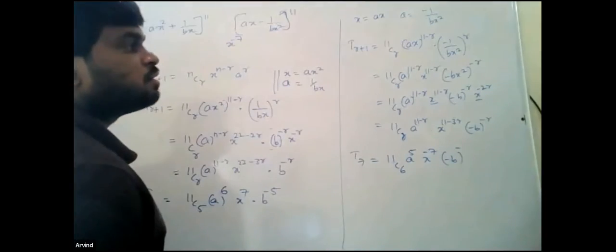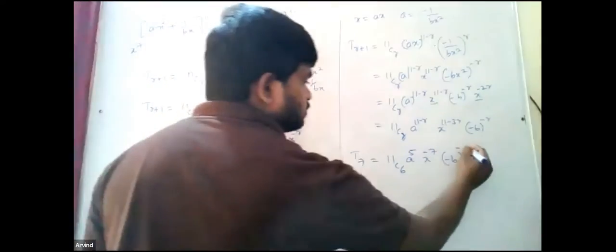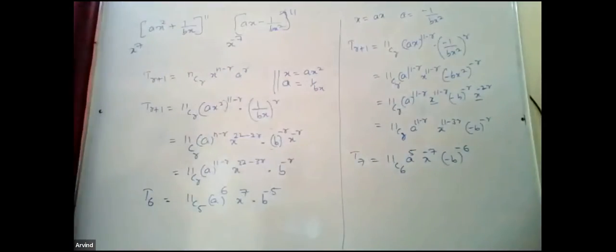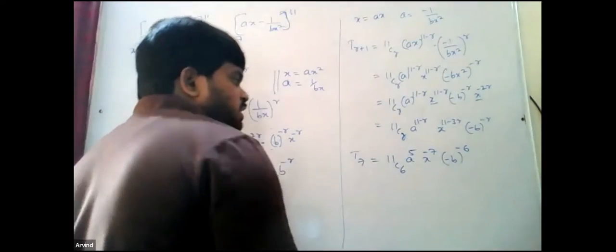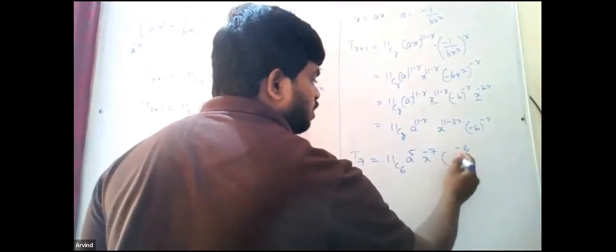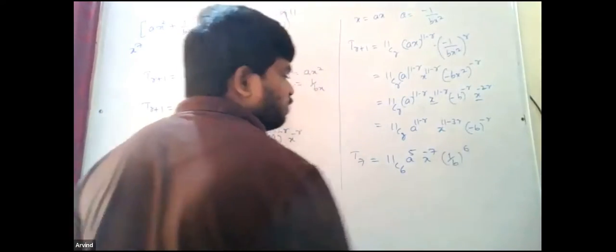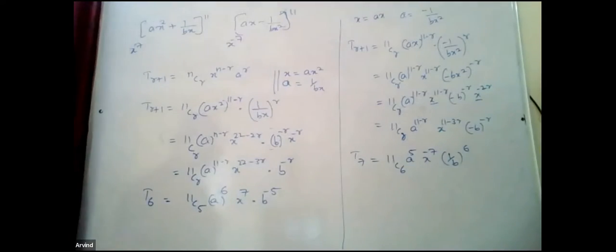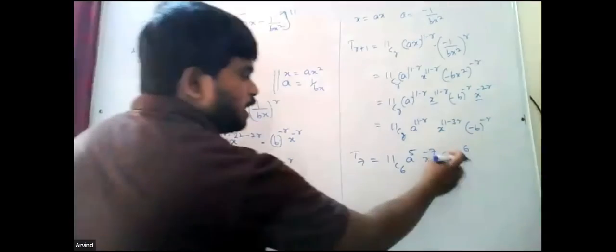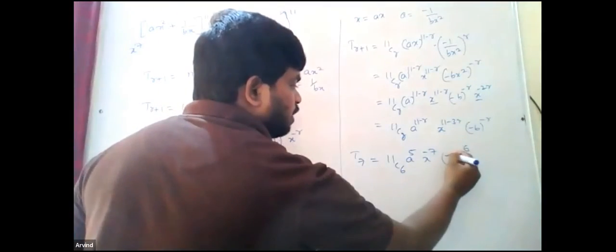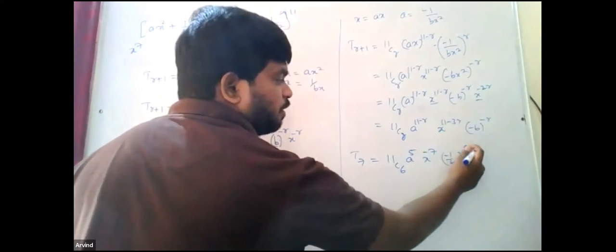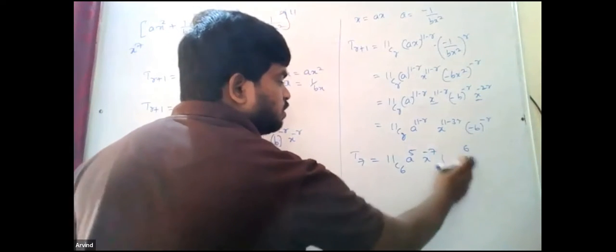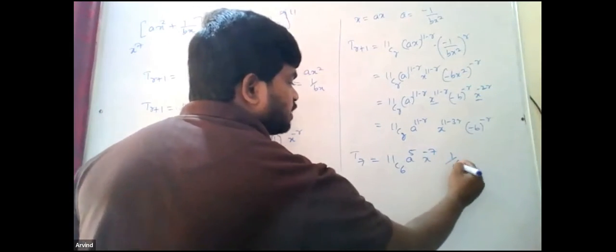That is minus 6. Okay. Since you can write this as 1 by b, 1 by b whole to the power 6. The negative went away because the power is even. If you invert it, it becomes minus 1 by b, but since the power is 6, this negative goes. So it will become 1 by b power 6.